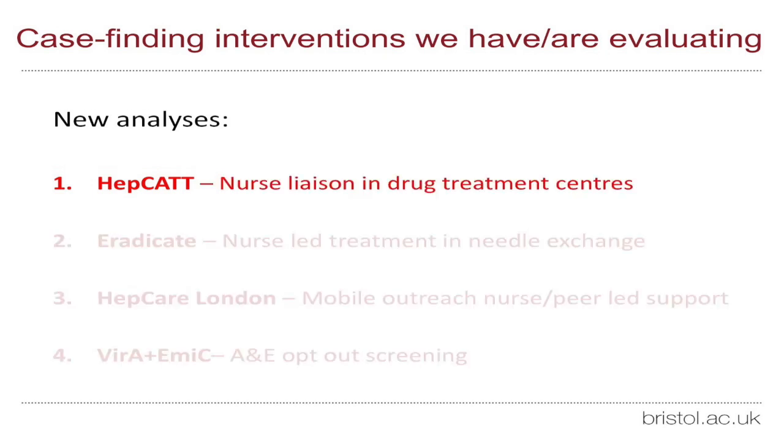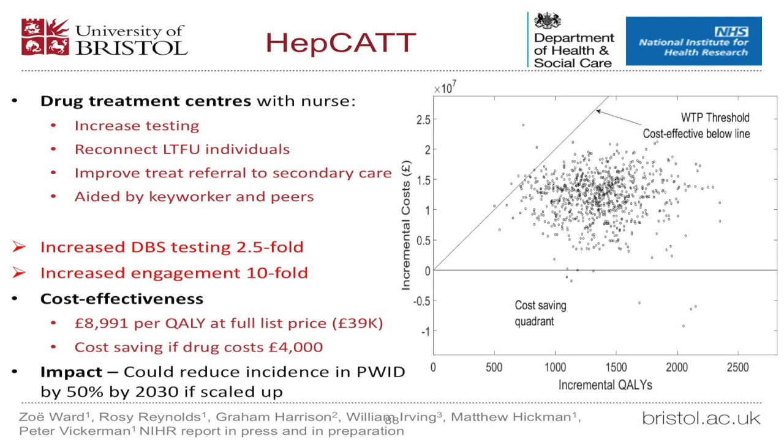So firstly, HepCATT. HepCATT is an intervention that occurred in 3 different cities in the UK. It involved putting a nurse into a drug treatment centre. The role of the nurse was to increase testing, to reconnect people that had already been diagnosed but had been lost to follow-up and weren't in a treatment pathway, to re-engage them, and also to improve treatment referral to secondary care. So the treatment wasn't occurring in a drug treatment centre in this one. The referral was also aided by peers and key workers.